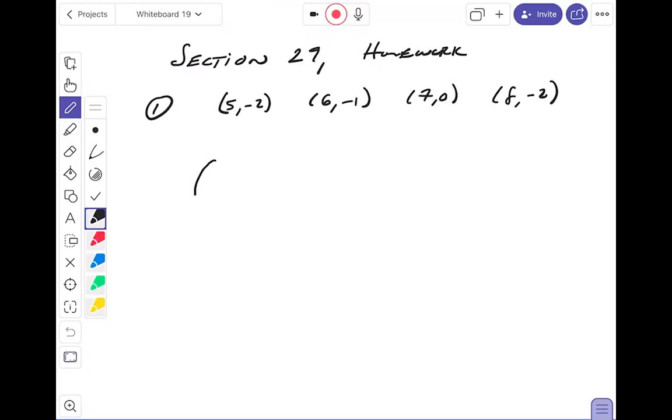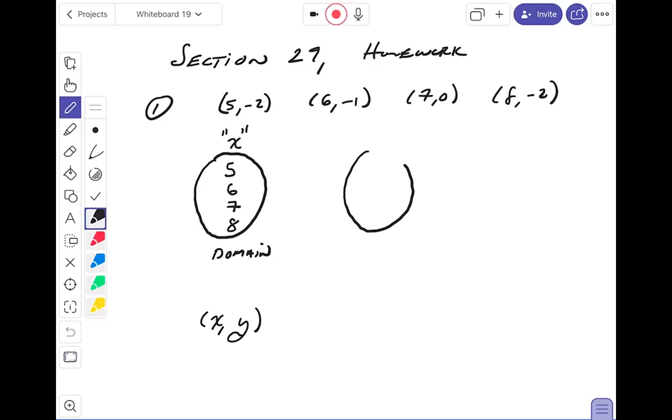All right. Now again, we're going to do bubble diagrams, and we're going to put the x values here. This is what's known as the domain of the problem. And the domain, these are ordered pairs, is going to be x, and then the range of this thing is going to be y. Let's write this down. What are the x values? 5, 6, 7, and 8. We'll put another bubble down. These are two sets. This is a set of y values. We're going to call this the range.